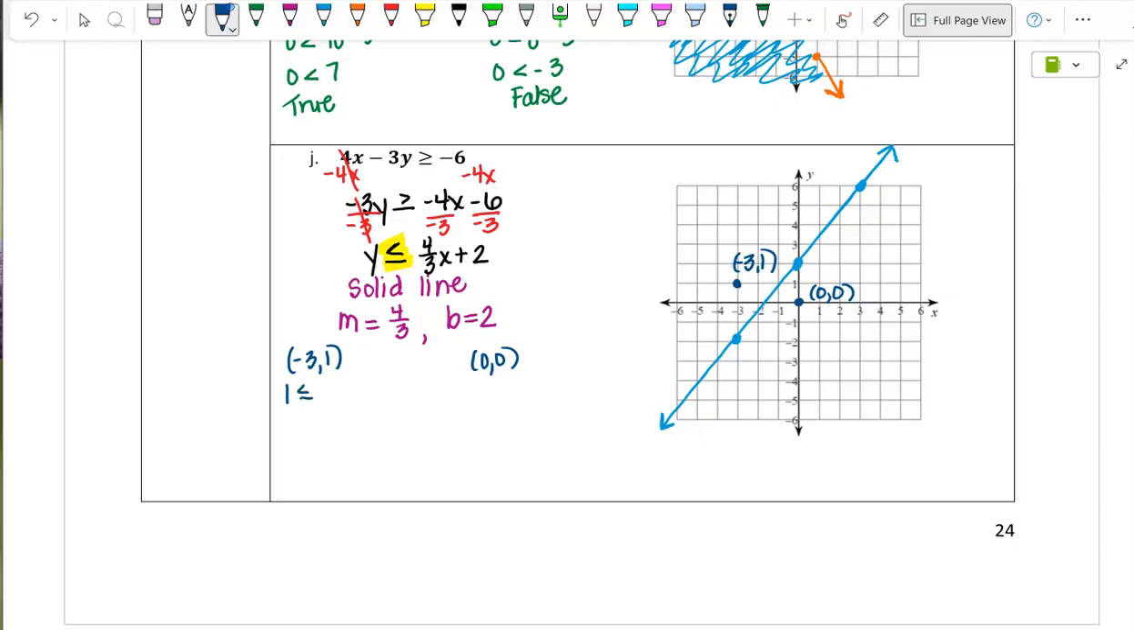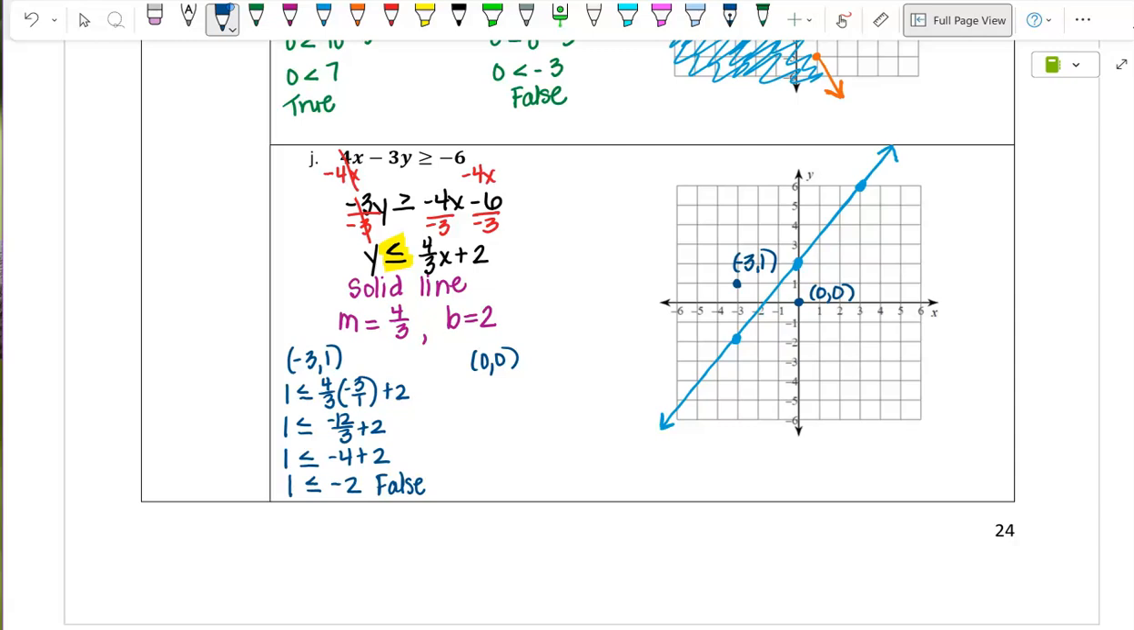So 1 is less than or equal to 4/3 times -3 plus 2. 1 is less than or equal to -12/3 plus 2. 1 is less than or equal to -4 plus 2. 1 is less than or equal to -2. And that is a false statement. 1 is not less than or equal to -2.